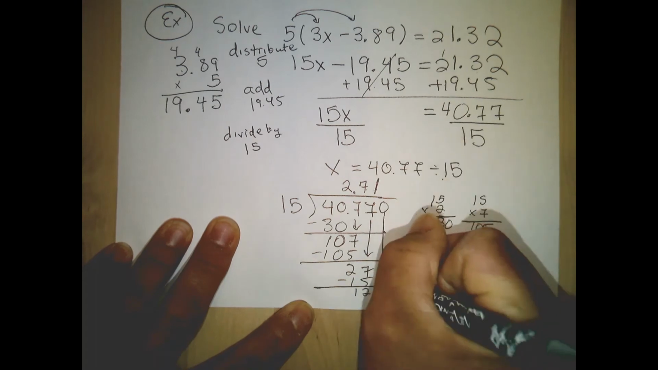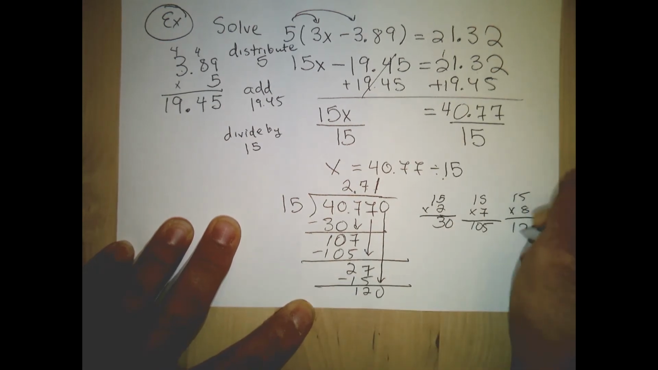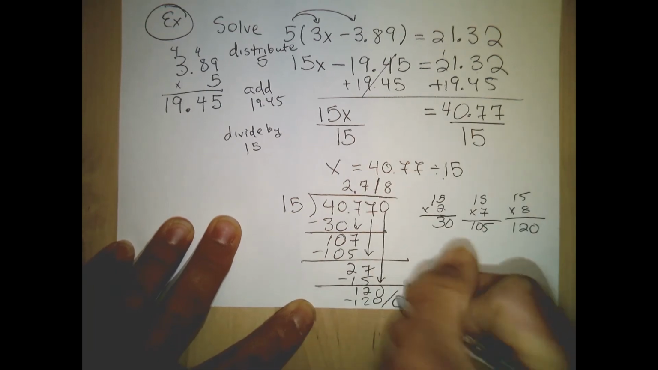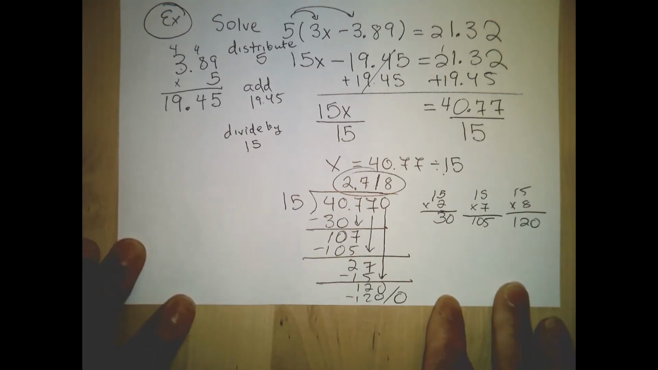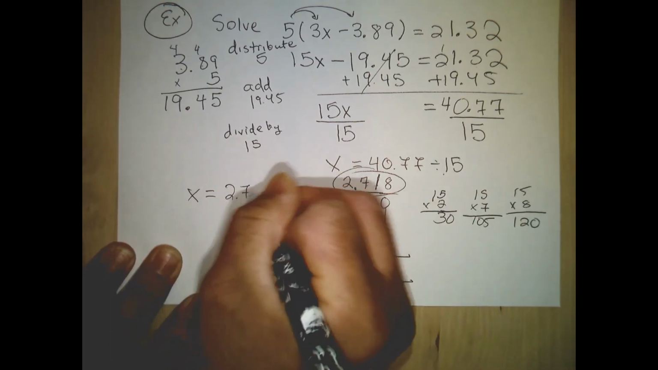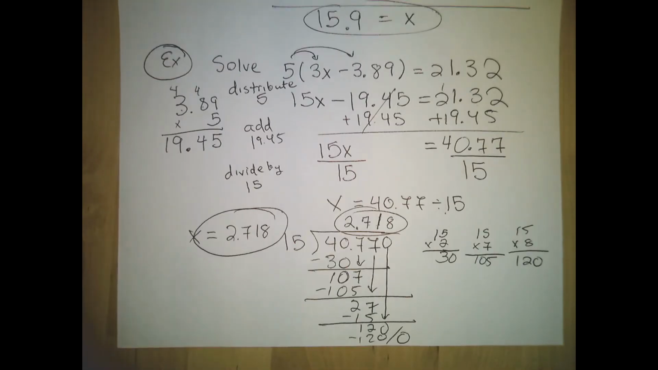Let's add a 0, bring down the 0. 15 goes into 120 8 times. So 8 times 15 is 120, and I know that that is then the solution. So x is equal to that quotient, 2.718. Wow, what a time to be alive.